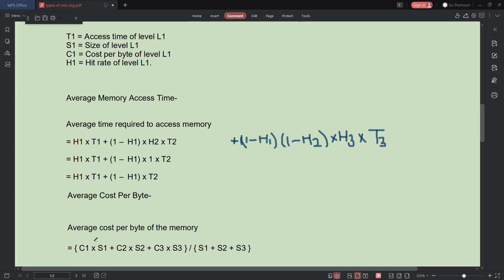Now average cost per byte can be calculated using the formula C1 cross S1 plus C2 cross S2 plus C3 cross S3 divided by S1 plus S2 plus S3. C1 is the cost per byte of level 1, S1 is the size of level 1, C2 is the cost per byte of level 2, S2 is the size of level 2 and so on.